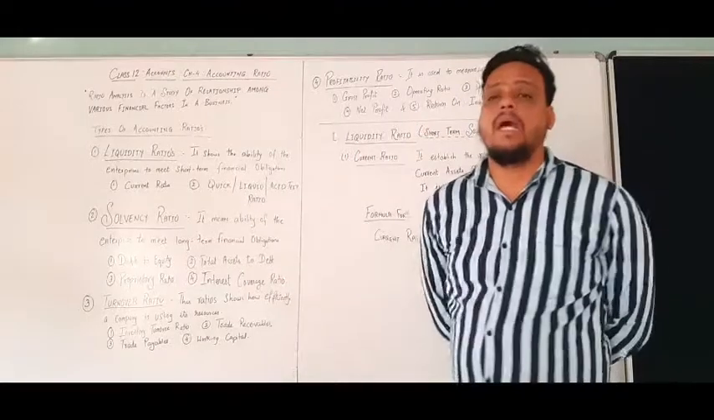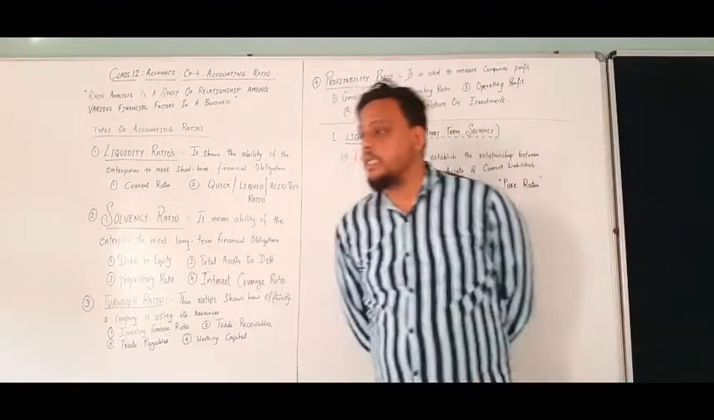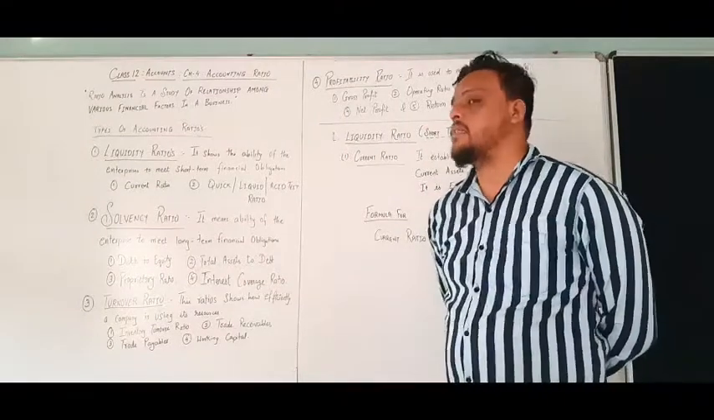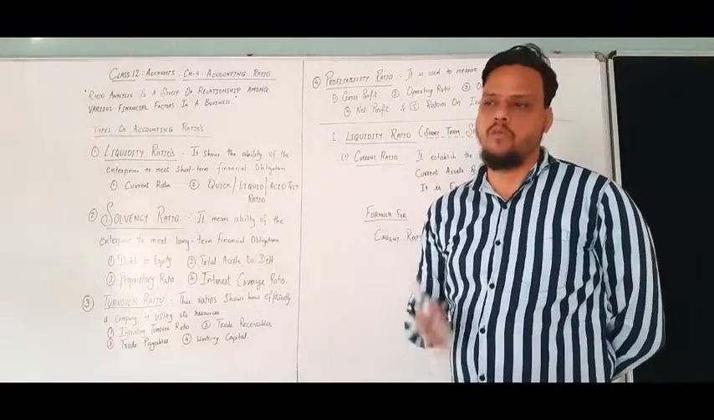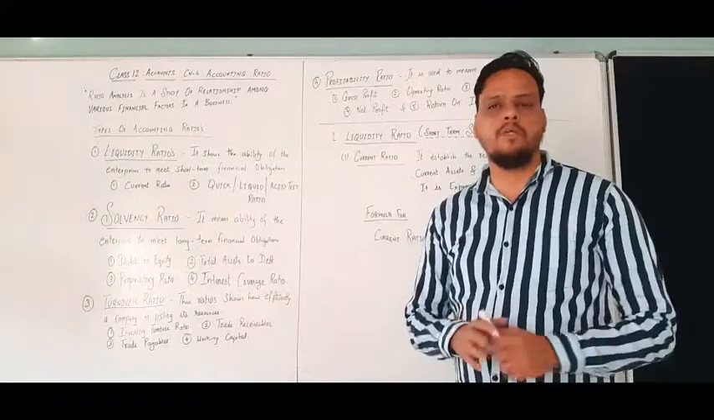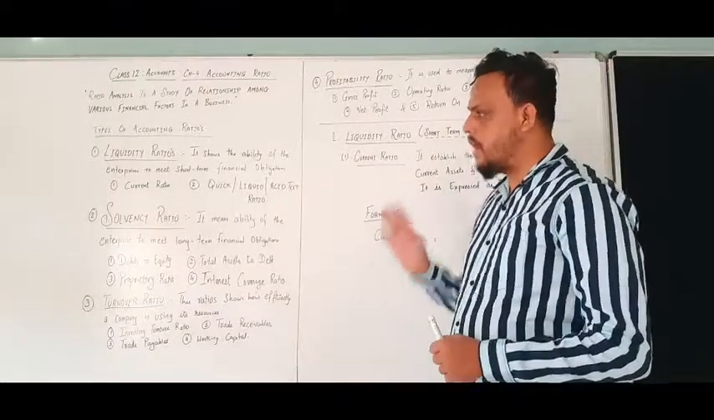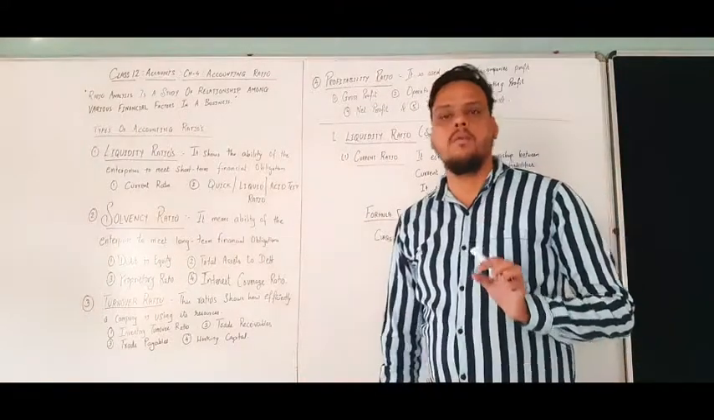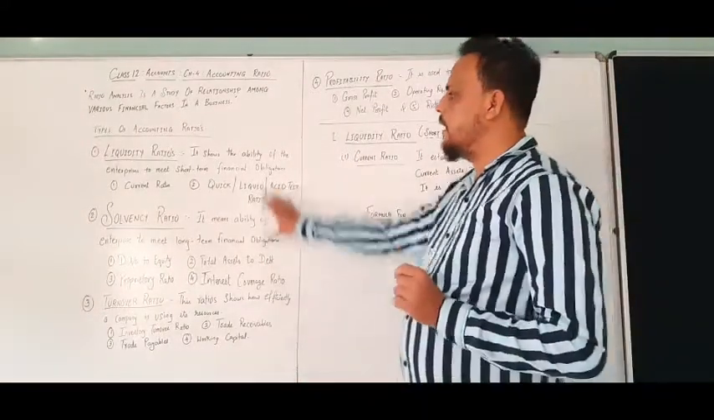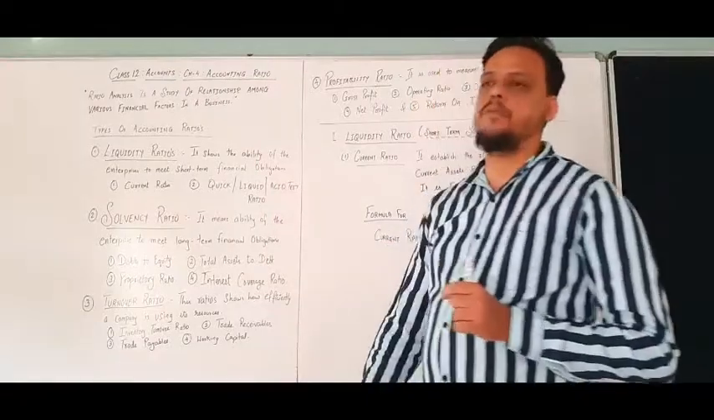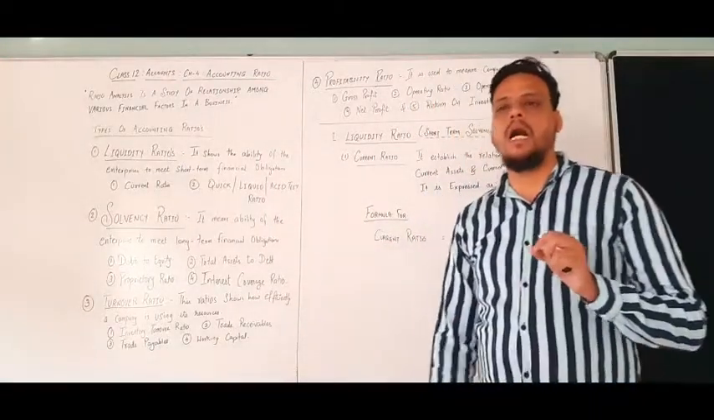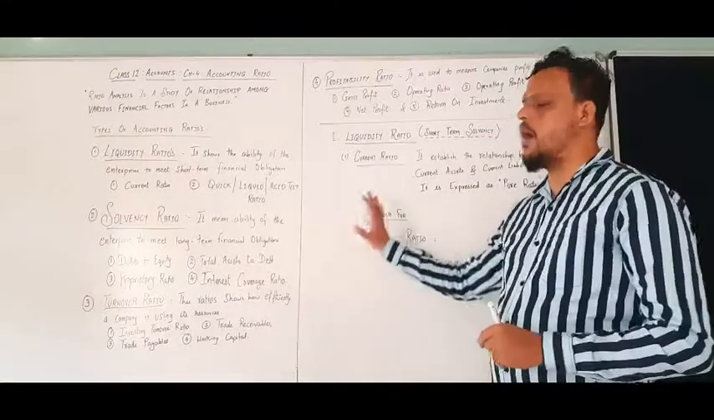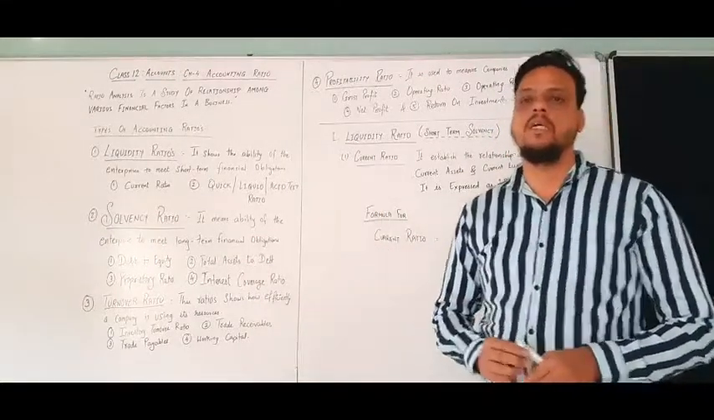Then we are going with the types of accounting ratio. It is a very important concept because this chapter has a certain value from your exam perspective. You can score marks if you understand this concept very well. Be careful with the terms. If you understand these concepts very well and the formulas are used properly, you can score marks very easily.